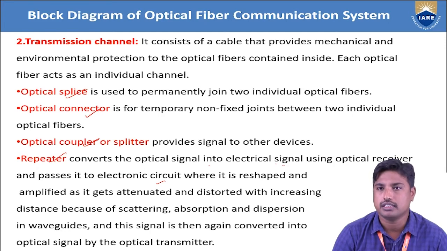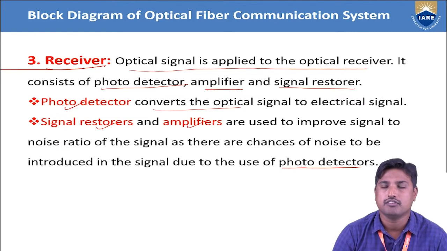Repeaters are used to convert the optical signals into the electrical signals, reshape and amplify them. Due to the longer distances traveled, and due to scattering, absorption and dispersion in the waveguide, the signals are lost. So to reshape the signals, we are using a repeater. And the third thing is the receiver. Receiver receives the signals and converts them to electrical signals.